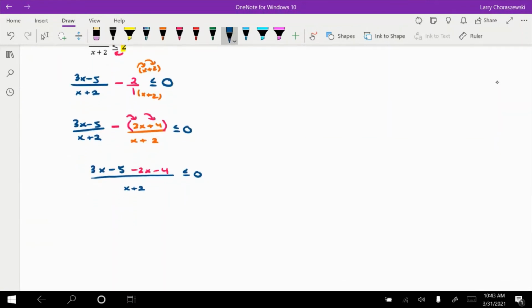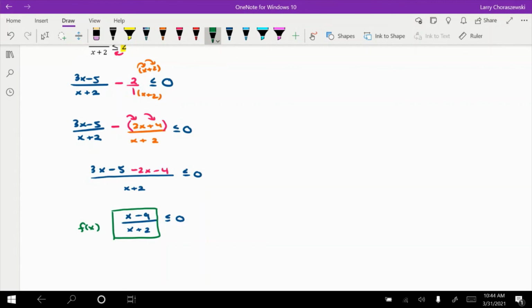Now combining like terms on the top, we're going to get x minus 9 all over x plus 2. This version of our left-hand side is the ideal form of f of x. Not only is it a single fraction, but there's no factoring to do on either top or bottom. Now, in the event that you get a single fraction and one of the sides might be quadratic or have a GCF, you would move on to factor.